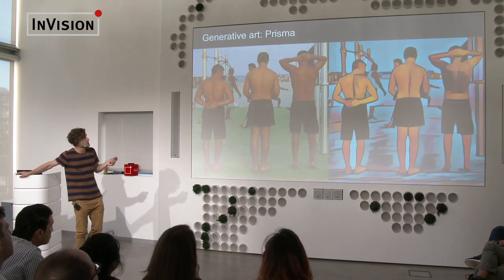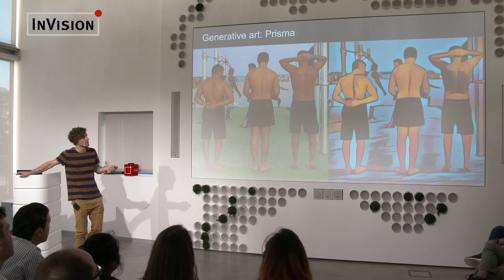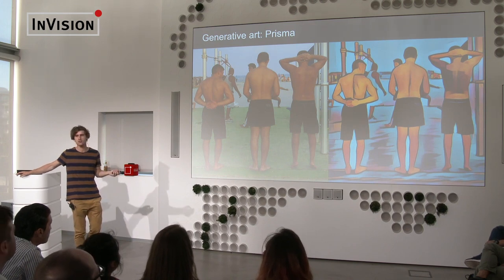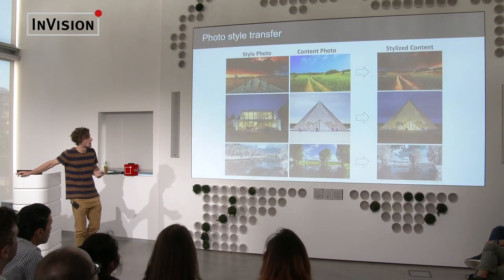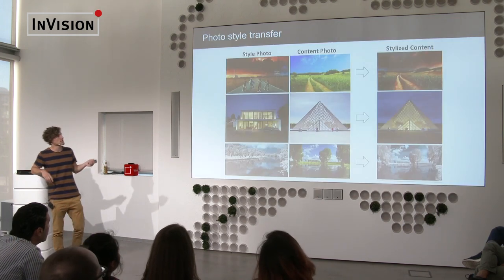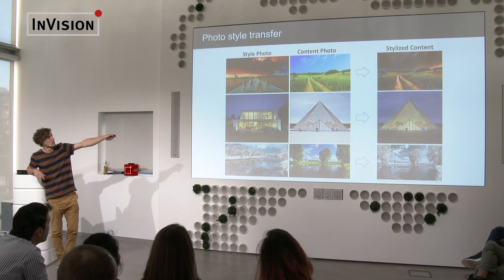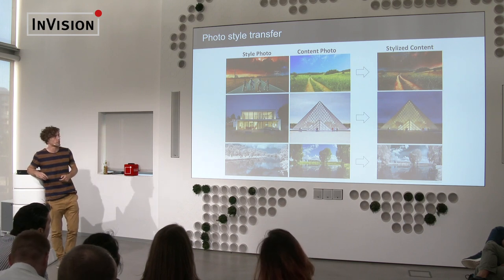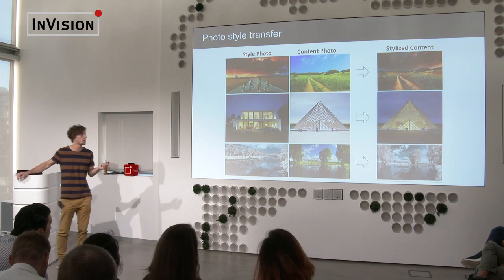For people who know the Prisma app, it's a really fun app where you can create these kind of artistically looking images from pictures. It also uses a generative network. There are things like photo style transfer. So you take a style photo, you take a content photo, and then you can actually create a stylized version of that picture, right? So a lot of cool examples here, also using generative networks.